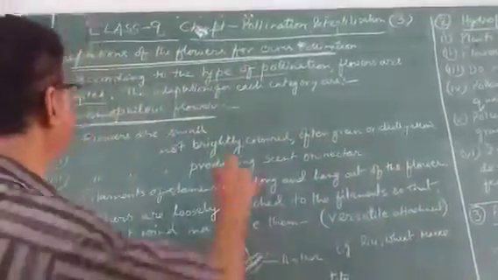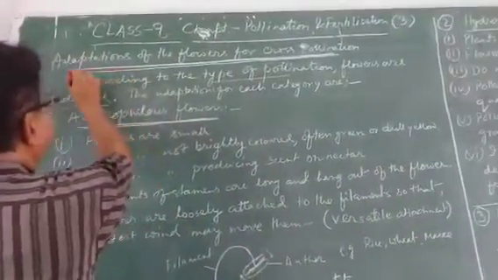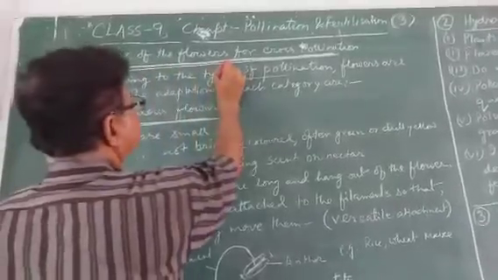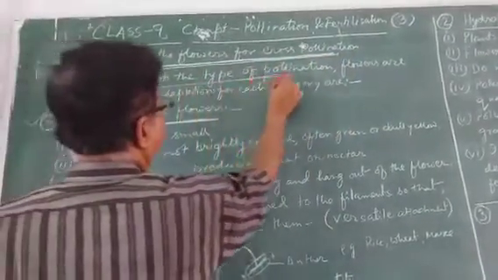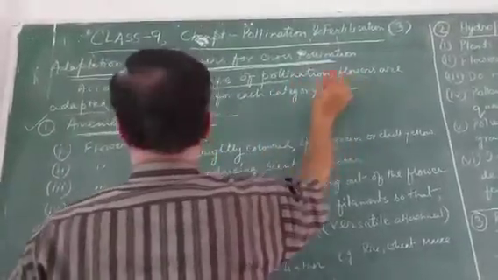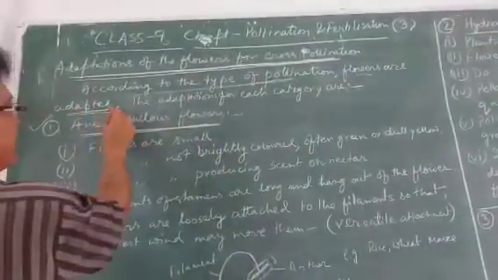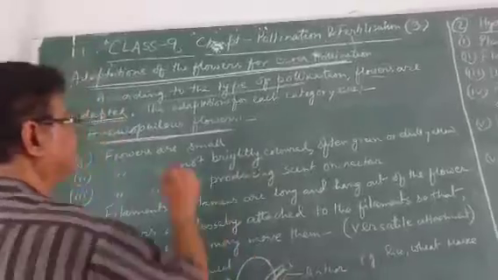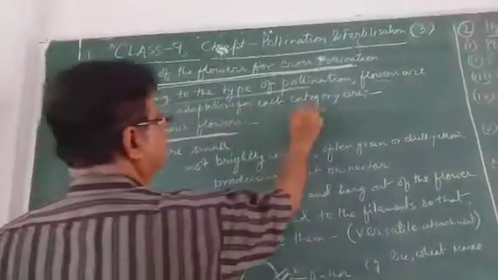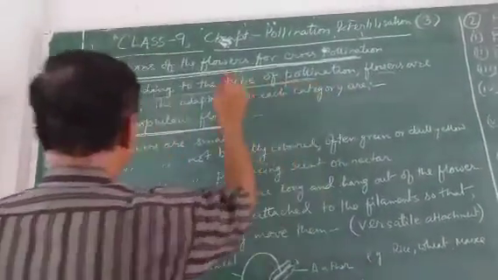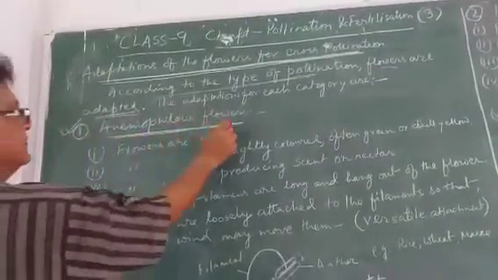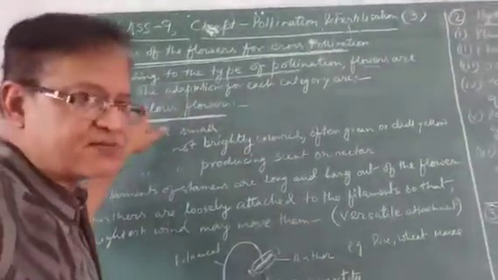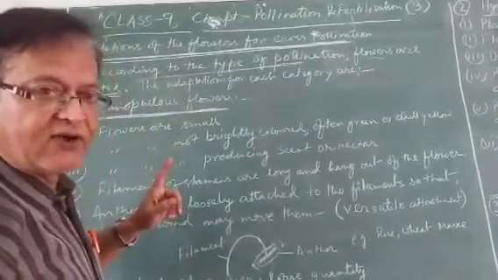First I start with the introductory part, adaptations of the flowers for cross-pollination. According to the type of pollination, flowers are adaptive in their structure. The adaptation for each category: we start with number 1, anemophilous flowers. Anemophilous flowers means wind pollinated flowers.